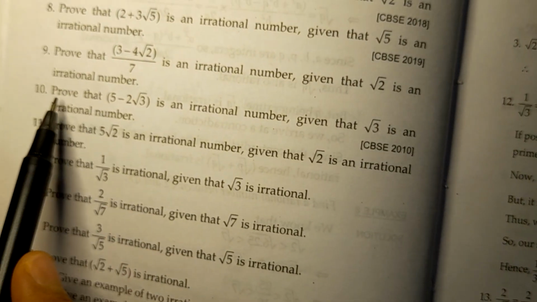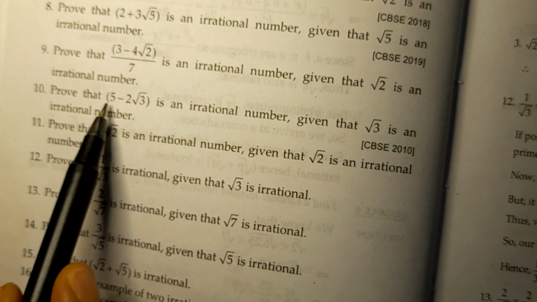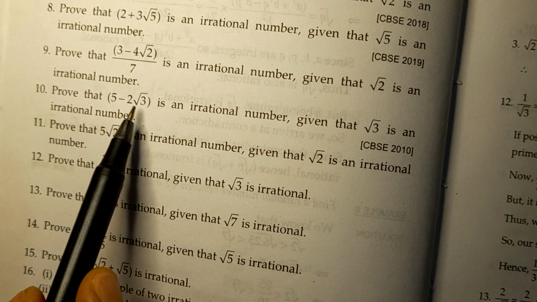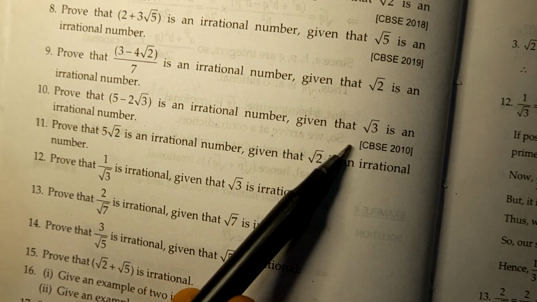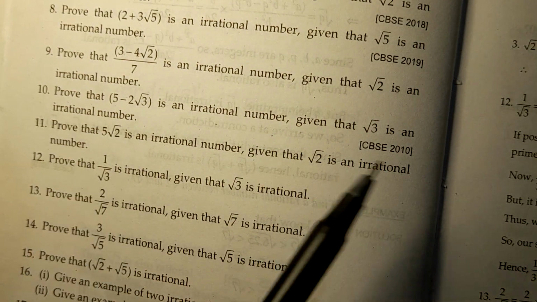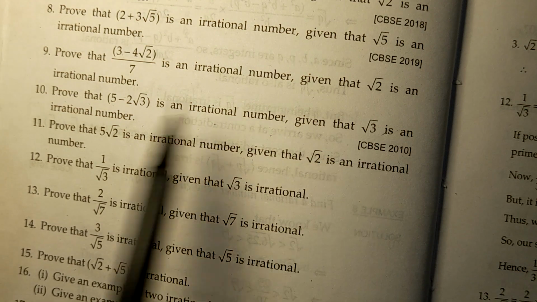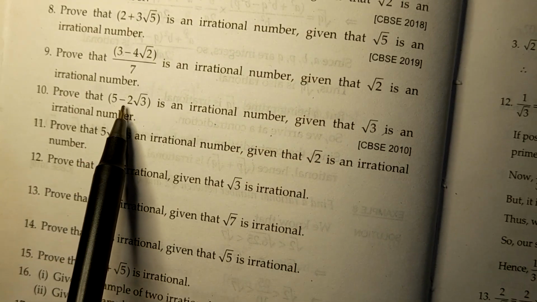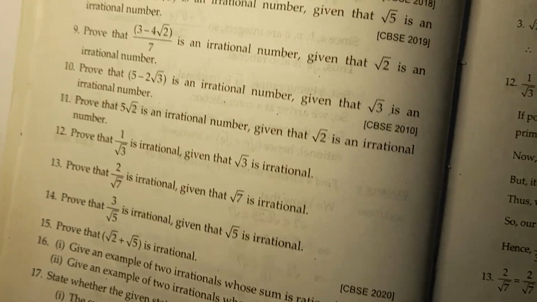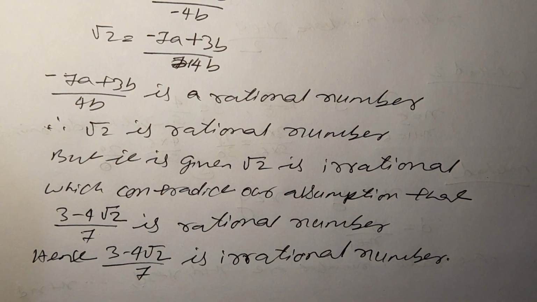Question number 10. Prove that 5 minus 2 root 3 is an irrational number, given that root 3 is an irrational number. Already root 3 is irrational, it is given, so you have to prove that 5 minus 2 root 3 is an irrational number. It will remain the same, only a little bit changes in the writing part, the rest remains the same. So this is question number 10. The consideration will remain the same.